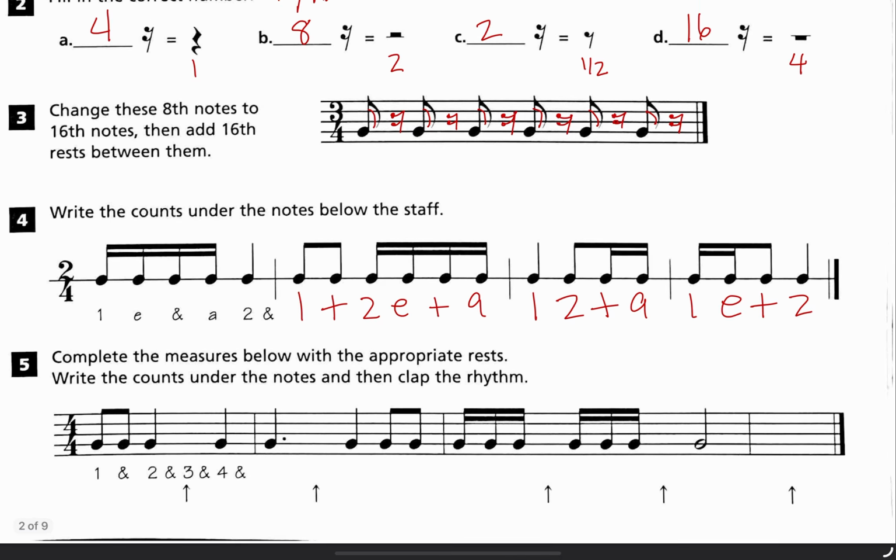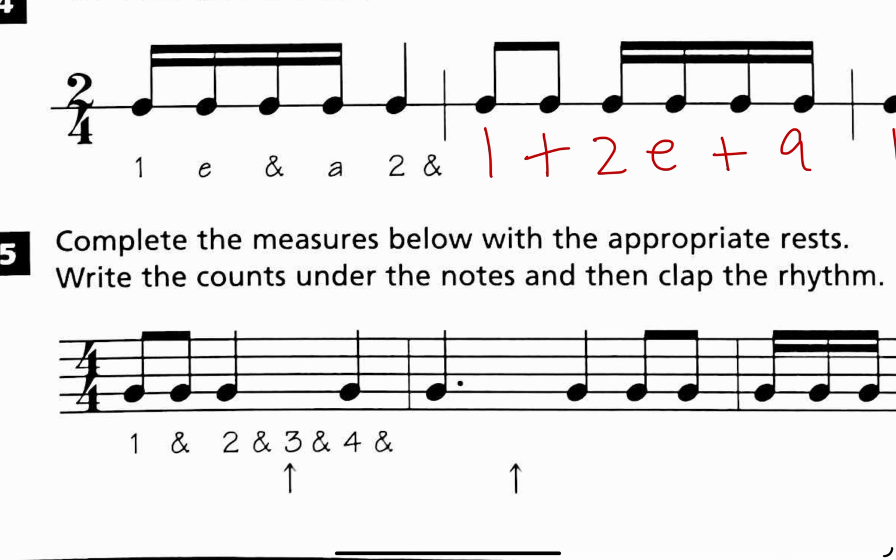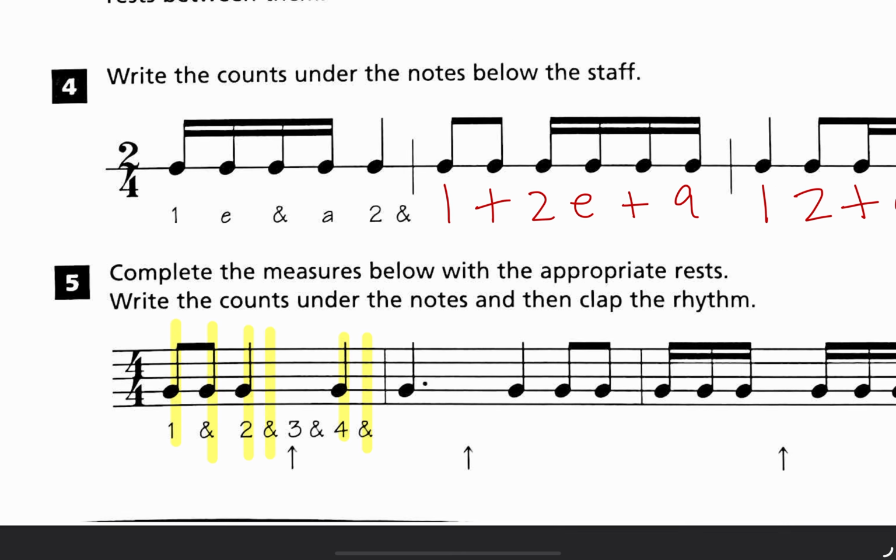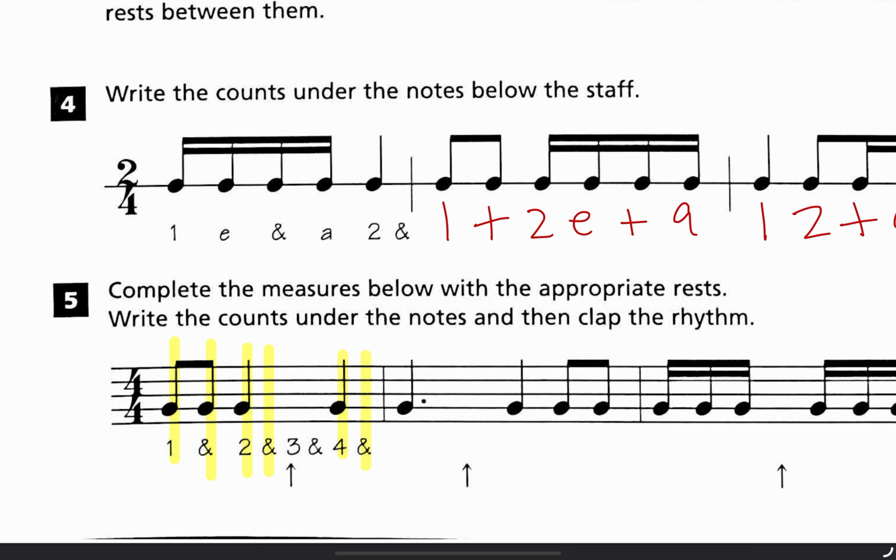Okay, complete the measures. We have 1 and, this quarter note gets 2 and then this quarter note gets 4 and. So we just have 3 and in the middle, and it wants us to use a rest. So 1 rest that gets 1 beat is going to be a quarter rest. Up next, this dotted quarter note gets 1 and 2.